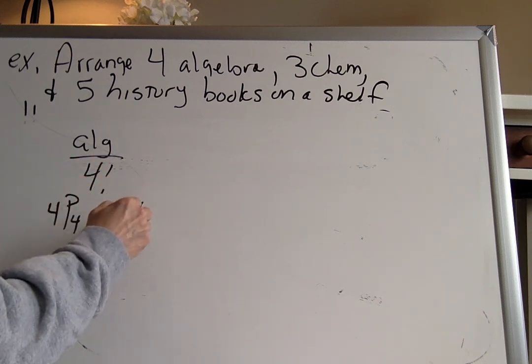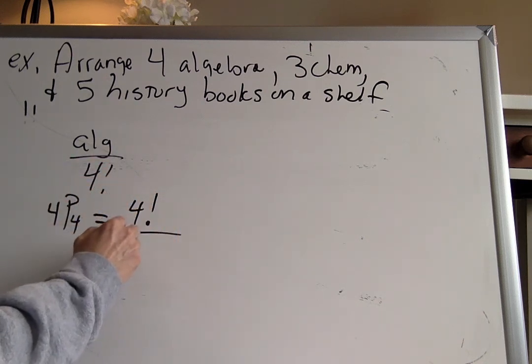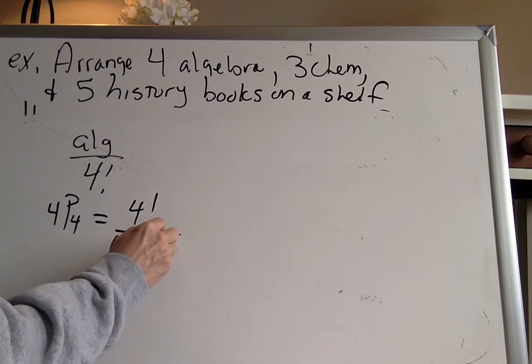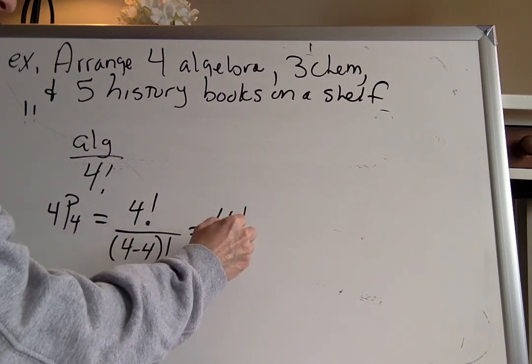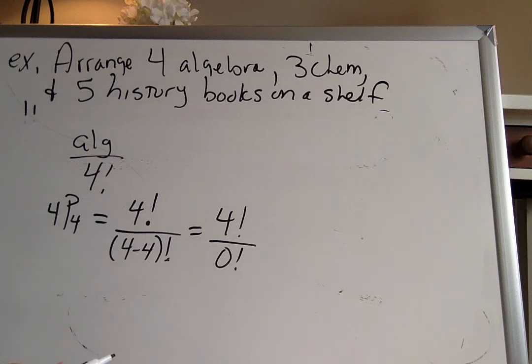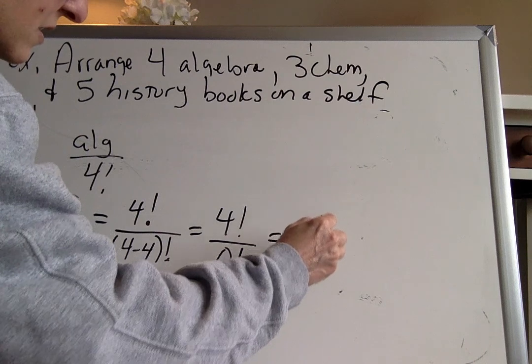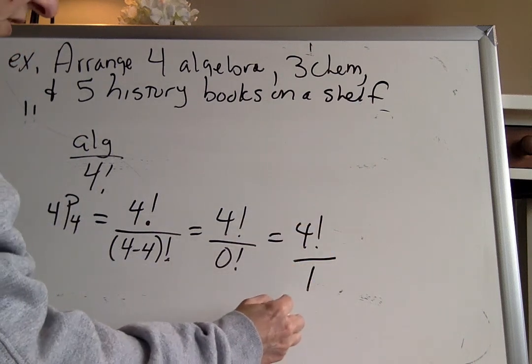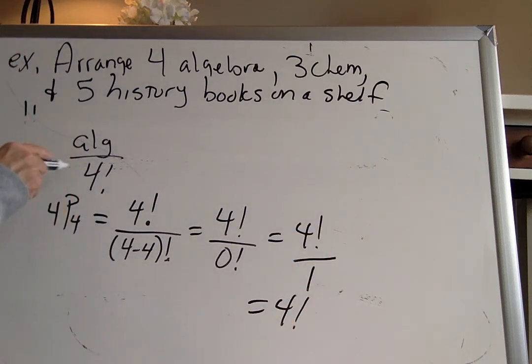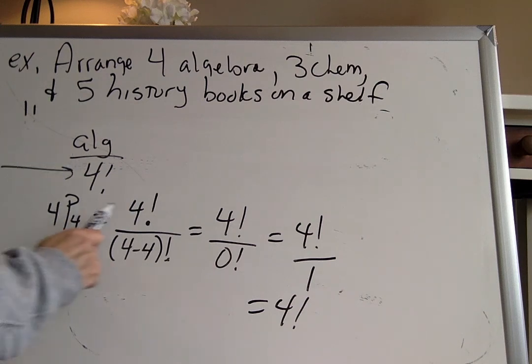So if you were doing your formula, it would be 4 factorial over 4 minus 4 factorial, 4 factorial over 0 factorial. You may not know this, but 0 factorial by definition is 1. So yes, this is 4 factorial. That's why they gave you that first rule. Even though the permutation rule absolutely takes care of it, instead of having to do all that, it's much simpler to know that if you're arranging all of them, it's just the 4 factorial.